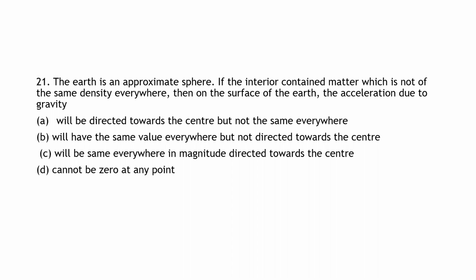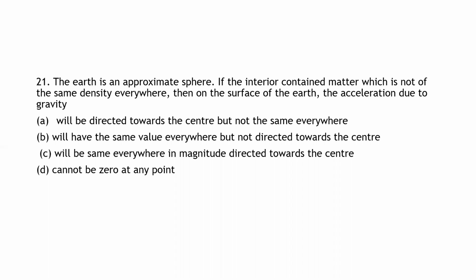The earth is an approximate sphere. If the interior contained matter which is not of the same density everywhere, then on the surface of the earth the acceleration due to gravity will be. See here, what is the question here? Assume that the earth is approximately a sphere, and the interior does not have the same density, meaning the density is not the same everywhere. Then on the surface of the earth, what happens to the acceleration due to gravity, that we need to calculate here.